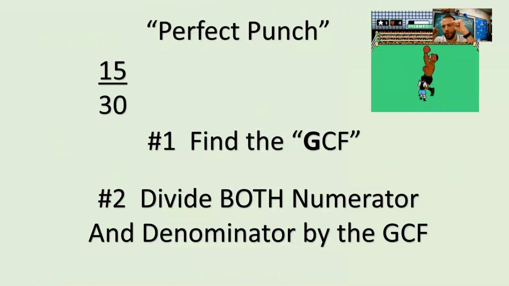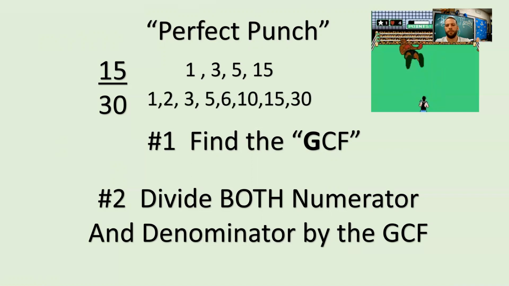So let's look at 15 and 30. First, we got to find all the factors of 15. 1 and 15, 2, no, 3 and 5. 1, 3, 5, and 15. Those are the only factors that 15 has. So we're going to do the perfect punch. What about 30? 1, 30, 2, 15, 3, 10, 5, and 6. There we go. So what's the biggest factor they both have in common? 15. See it? So that's my big punch right there.